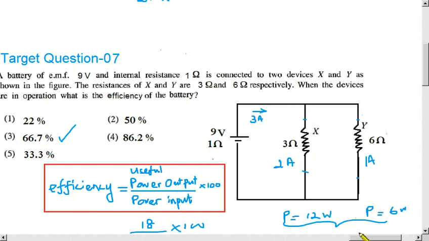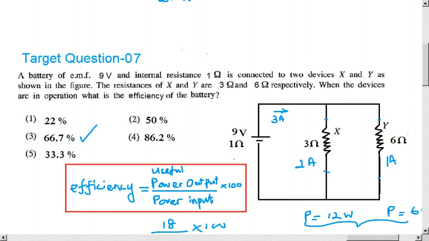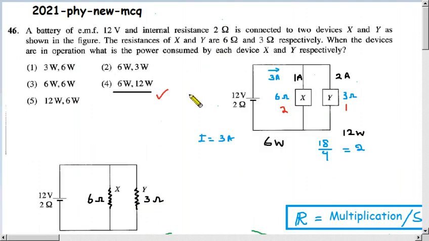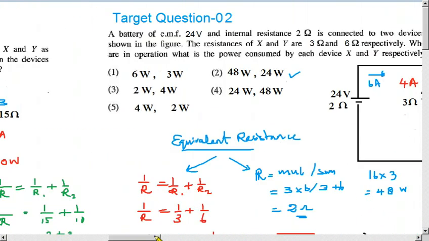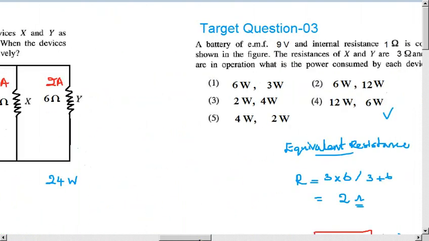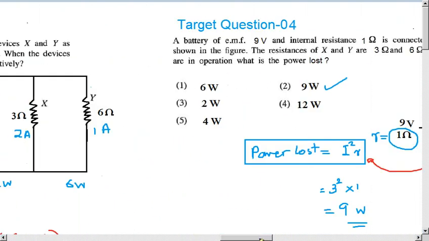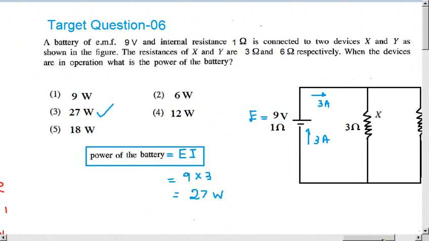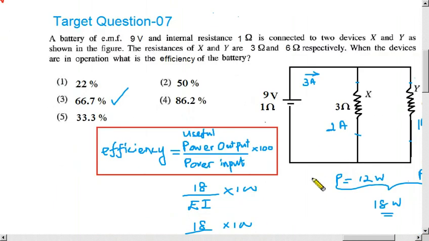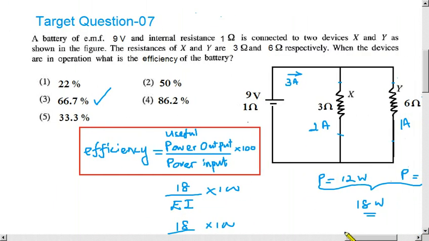So children, let us wind up for today. If I go to a conclusion, first we solved this original MCQ question number 46, and then we did this target question 1, and then target question 2, then target question 3, then target question 4, then target question 5, then this one 6, and also this one 7. So we have done today 8 questions. So I think you are happy.